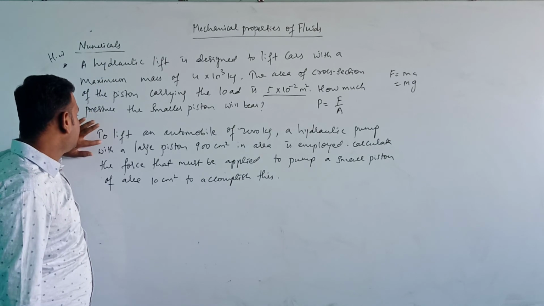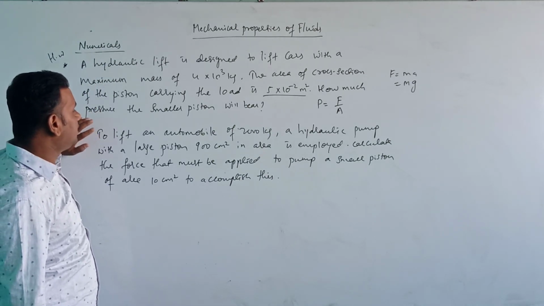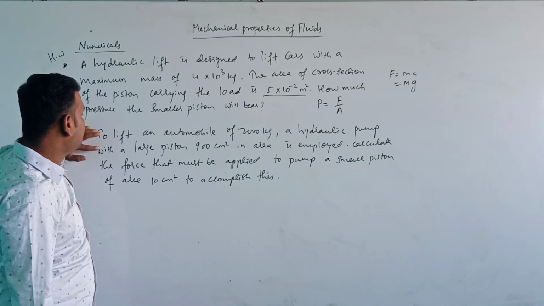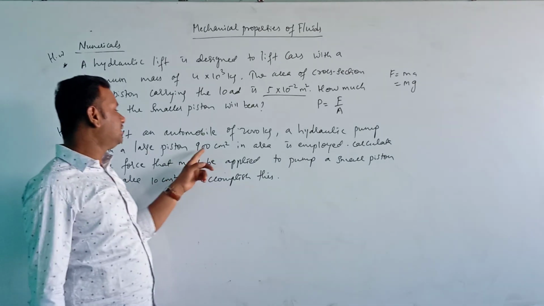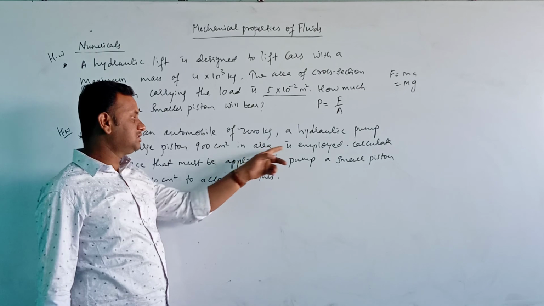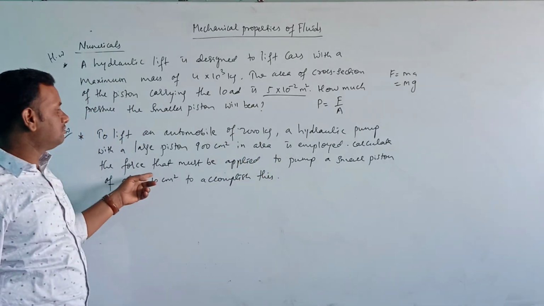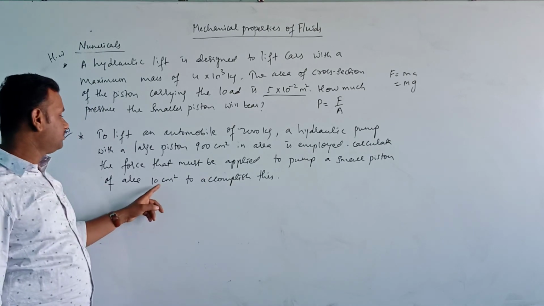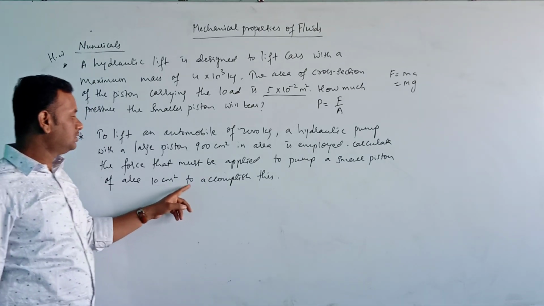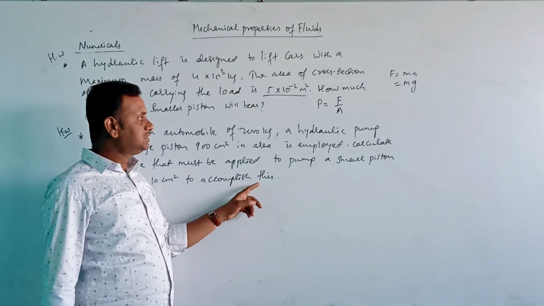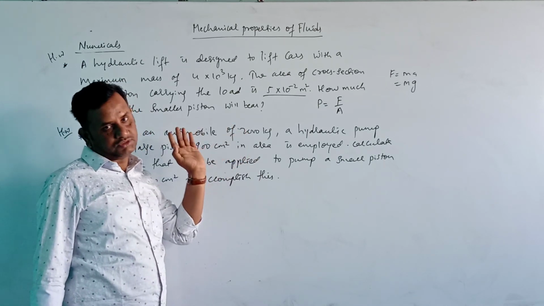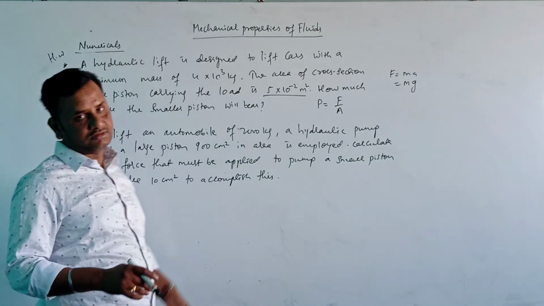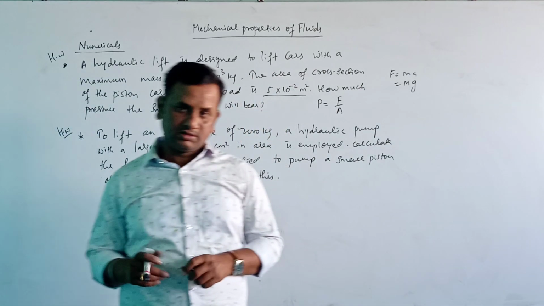Now the second question: to lift an automobile of 2000 kg, a hydraulic pump with a large piston 900 centimeter square in area is employed. Calculate the force that must be applied to pump a smaller piston of area 10 centimeter square to accomplish this. This is similar to the first question only. So just try this one. In the next class, we will discuss the next one. Thank you.